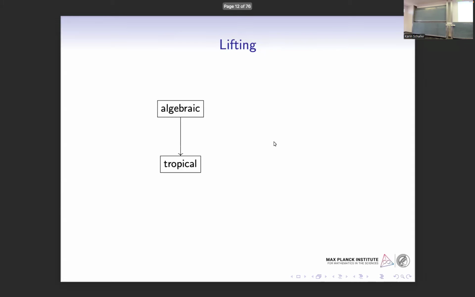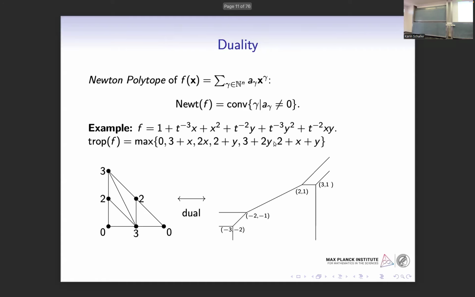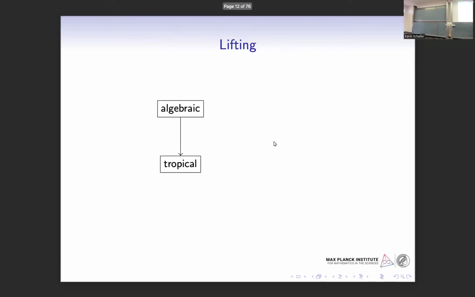Okay, tropical bitangents. Before I go to this, sorry. Before we go there, I want to tell you the actual question behind this story. So we've seen how we get from algebraic varieties to tropical varieties by tropicalization.